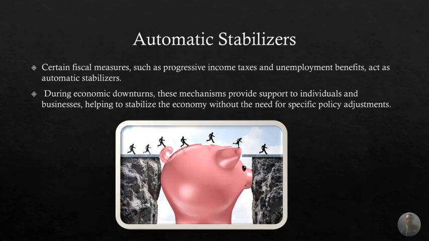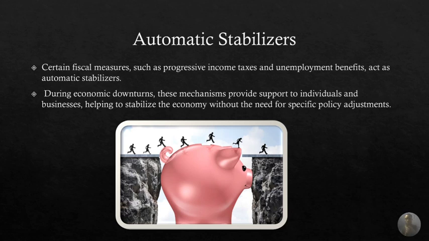Then we have automatic stabilizers. This is where we look at the fiscal measures taken by government, such as the progressive tax. This is a tax that takes a huge proportion of income from the rich and redistributes it to the poor. And also, you have to look at unemployment benefits, the benefits given to people who are not employed, which means we have means-tested benefits. We're going to be looking at the types of unemployment benefits further as we go deeper into macroeconomics.